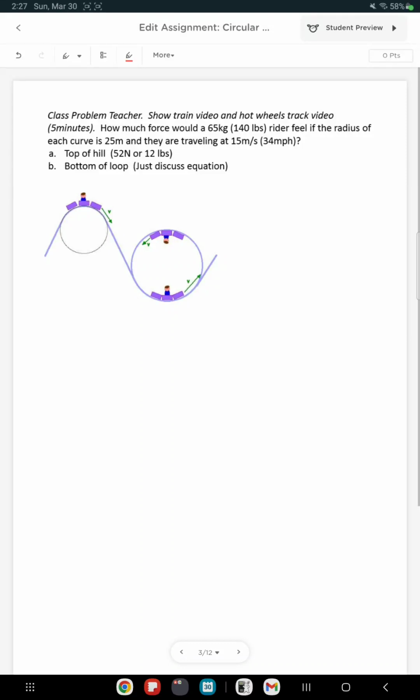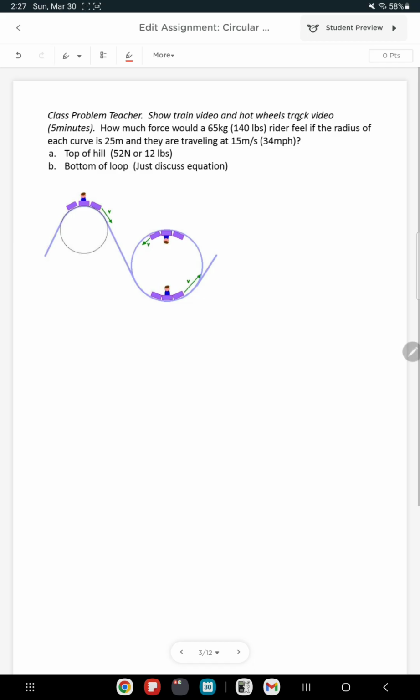Another circular motion problem. This one specifically deals with things going in a circle, specifically upside down. So we're talking roller coasters. If you're spinning something on a string, all those situations.